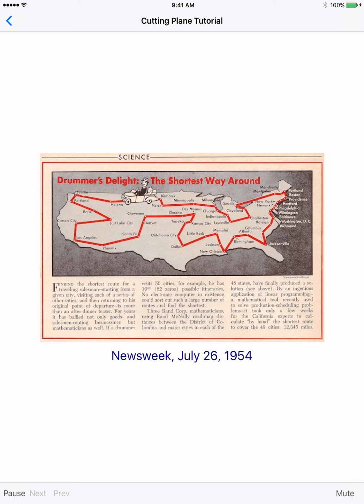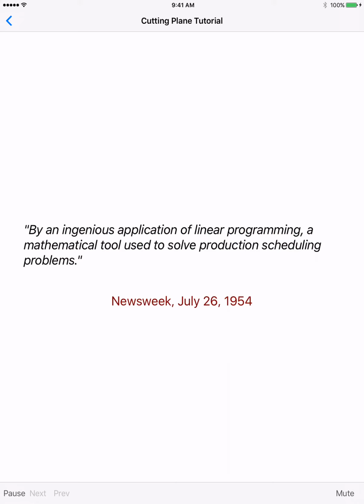Answers to all 4 of these questions are hinted at in a spot-on summary in the news article from 1954. The writer states that the USA tour was found, quote, by an ingenious application of linear programming, a mathematical tool used to solve production scheduling problems, unquote.